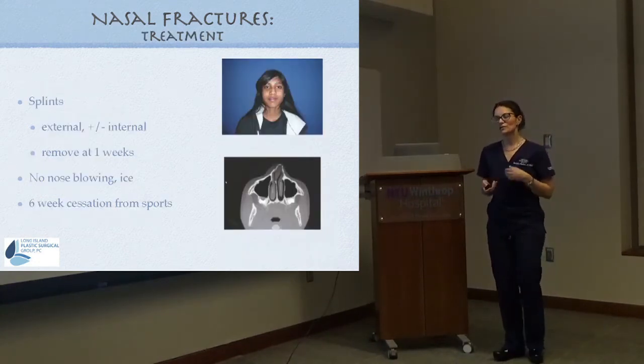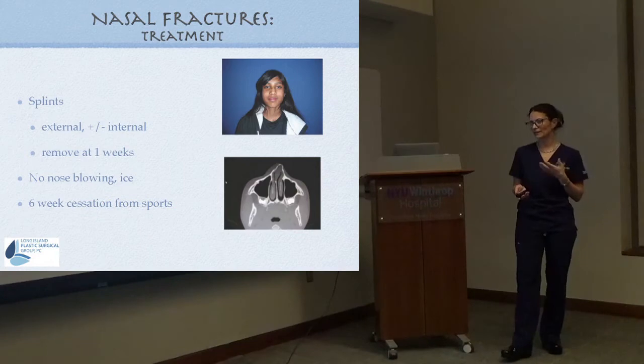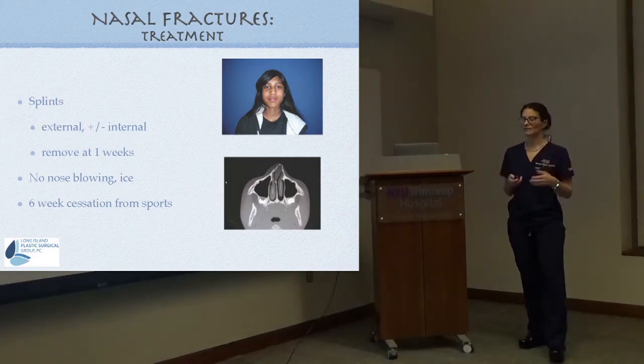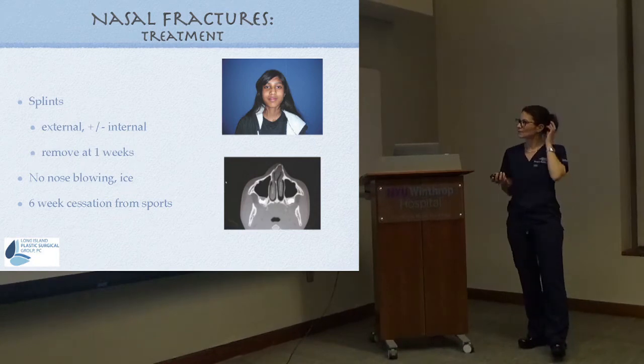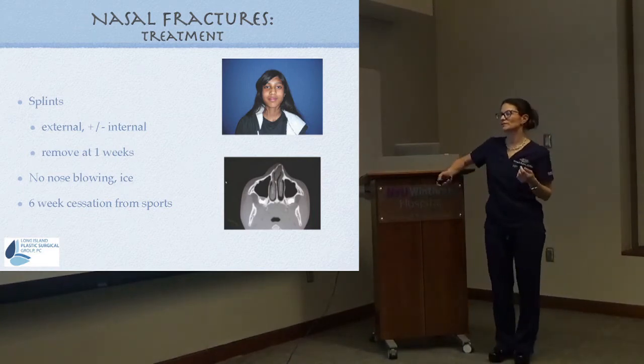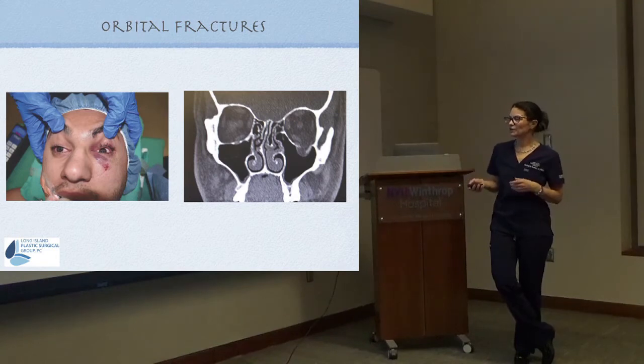For nasal fractures, I only put internal splints on if the bones are really unstable and collapse, but normally they just end up with an external nasal splint that I take off a week later. They can shower, they just can't get their face wet, no nose blowing, and then I usually keep them out from sports for 6 weeks, although I'm a little bit of a pushover with some kids. Like, you'll see this girl, a lacrosse player, who had an orbital fracture and went back 2 weeks later. So these are all sports injuries.